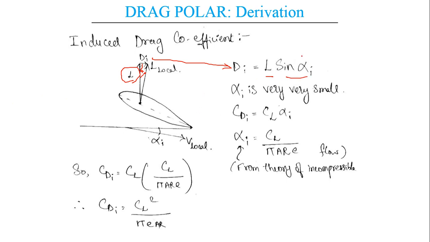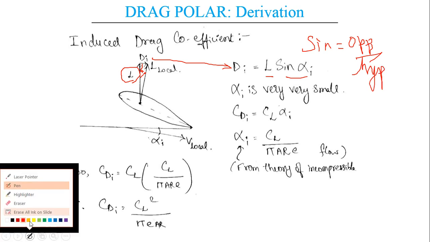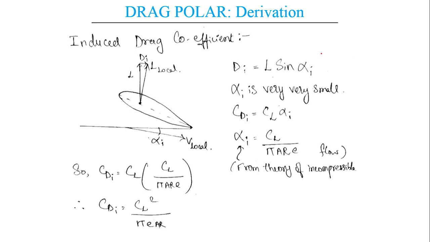Here we can see that it is obtained from the basic formula, that sine theta is nothing but opposite by hypotenuse. It is basically obtained from that basic equation. We will be getting to know about it in the further portion of these lectures. So for this case, let us consider the induced drag is L sine alpha I. As I said, alpha I or the induced angle of attack is very small, so we can replace sine alpha I with alpha I, as there is no major change.